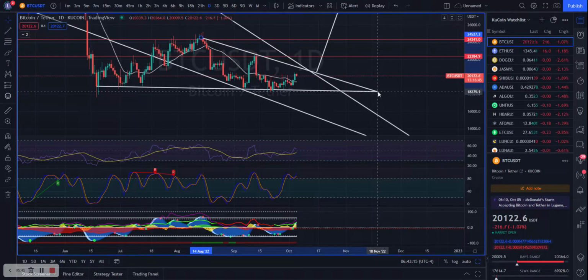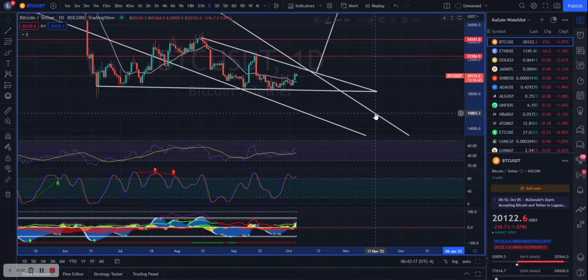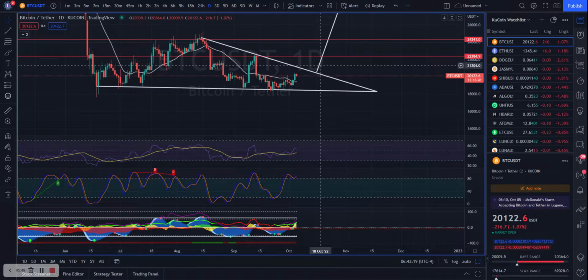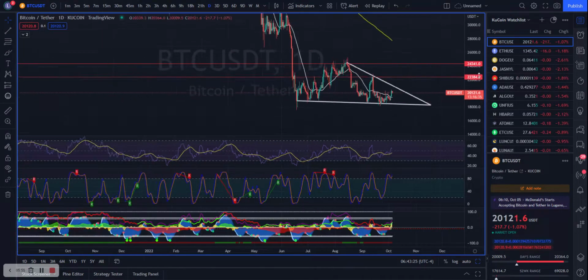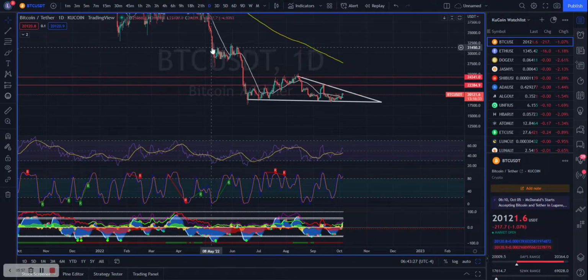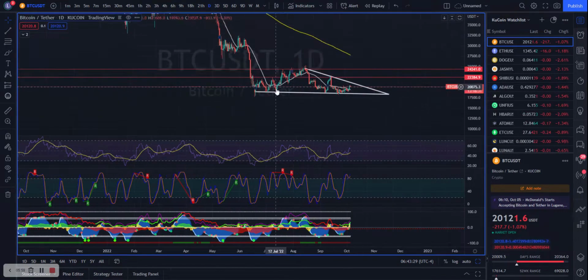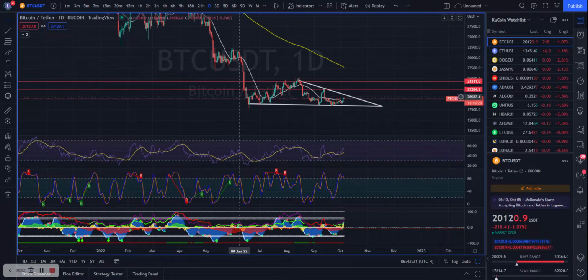At the moment, I know I have a bunch of lines. Let me just get rid of this as we go deeper. At this moment, we are in kind of like a bear flag right here. So bear flag is in: we came down to the downside, and now we're making a flag. It's bearish because we came from the downside.